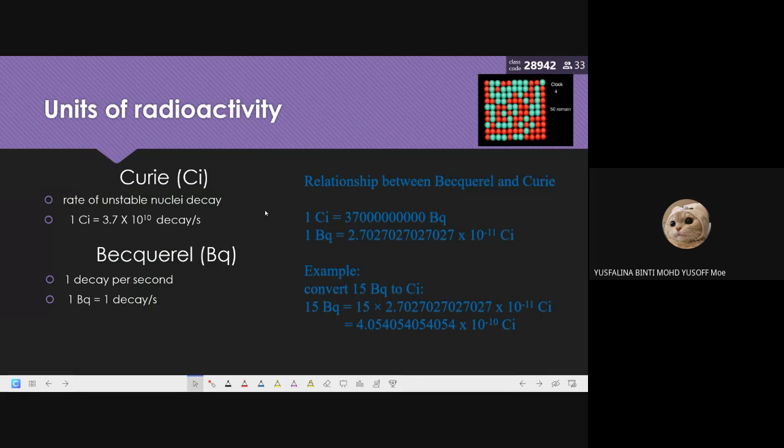Okay, this one is actually the continuation from the slide before. So what is the relationship between the becquerel and the Curie? 1 Ci is equal to 3.7 times 10 power of 10 becquerel, and 1 becquerel is 2.7027 times 10 power of negative 11 Ci. For example, if you want to convert 15 becquerel to Curie, you take 15 and multiply it with 2.7027027027 times 10 power of negative 11. So you will get this answer. This is how you convert from becquerel to Curie.